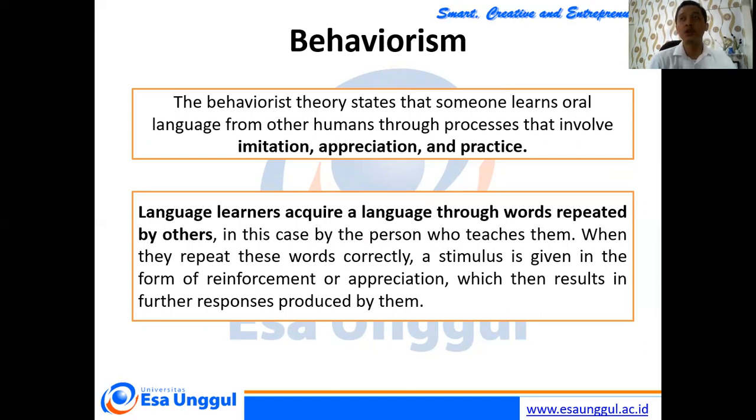In this case, there is the person who teaches them, and when a language learner repeats the words they learn correctly, there is a stimulus. The stimulus is given in the form of reinforcement or appreciation, which then results in further responses produced by them. So there is a stimulus in behaviorism.